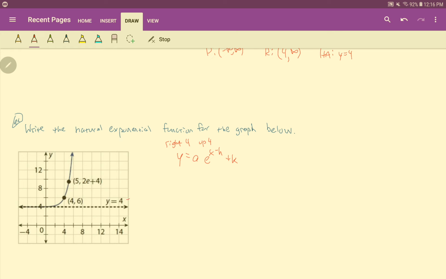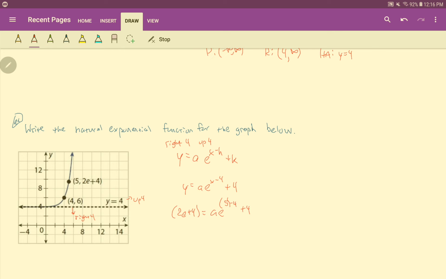Okay, so just like that. Those will indicate to us, so we have y equals a times e to the x minus 4 plus 4 like that, and it's just a matter of figuring out what a is now. We're going to use this other point to do that. So we'll just plug 2e plus 4 in for y and 5 in for the x.